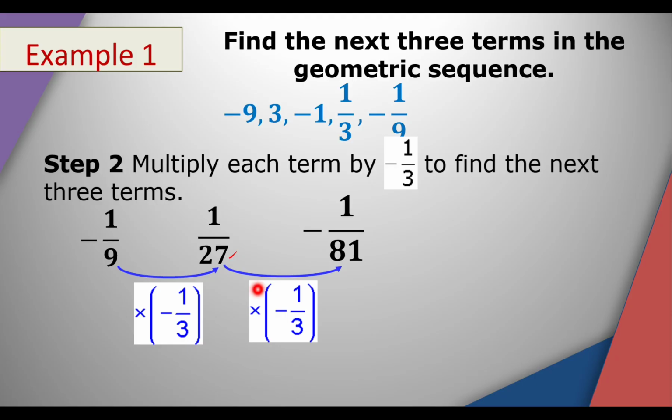Then, for the last term, because we are asked for three terms after negative 1/9, we multiply again negative 1/81st with negative 1/3. So negative times negative, we get a positive. Numerator times numerator, that's 1. Then denominator times denominator, we get 243. So thus, we were able to list the next three terms of the sequence. After negative 1/9, we have 1/27th, negative 1/81st, and 1/243rds.